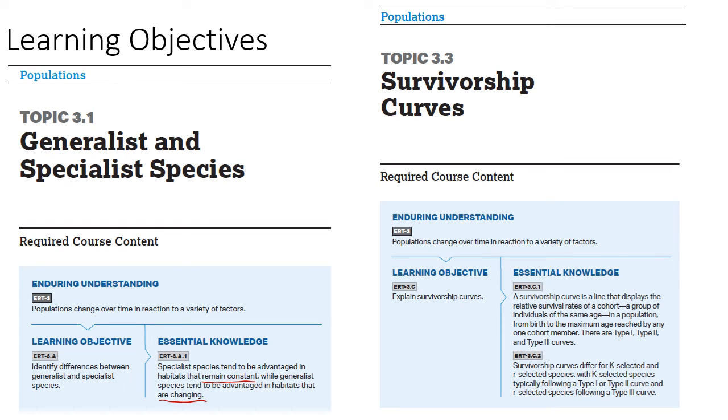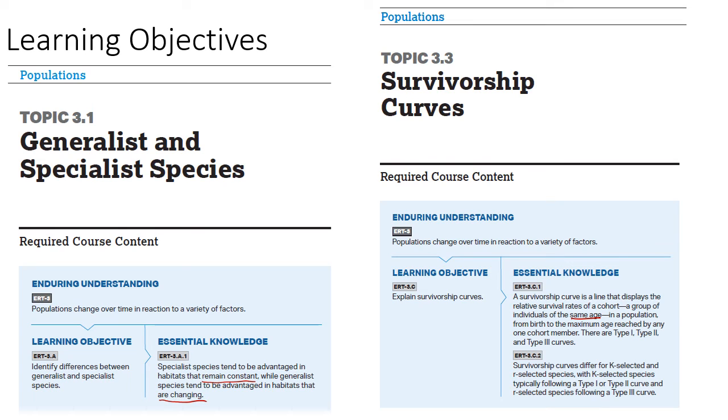Survivorship curves, again, skipping ahead to topic 3.3. A survivorship curve is a line that displays the relative survival of a cohort. That's going to be an age group. Okay, so one generation in your population from birth to the maximum age reached by any one member of that cohort. There's type 1, type 2, and type 3. You should be able to describe each one of those.